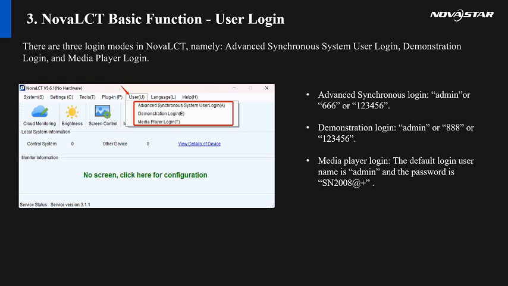Demonstration login. It can be used for offline mode if you do not connect your controllers, but you need to do some tests on your RC object files or your screen mappings. You can use the demonstration mode. The login password is admin or 888.